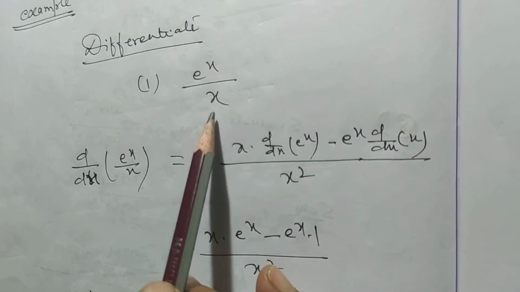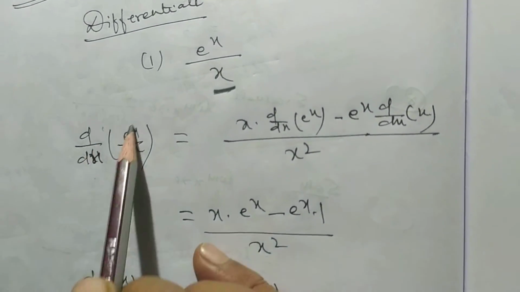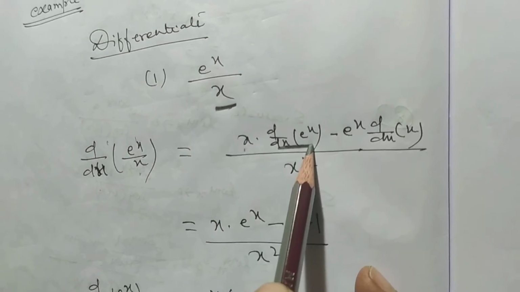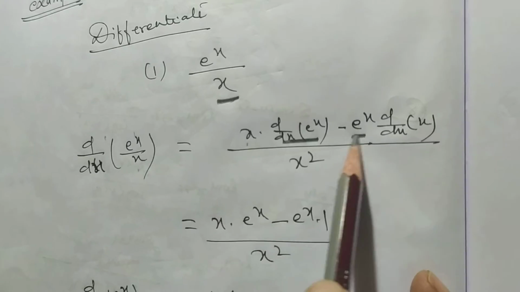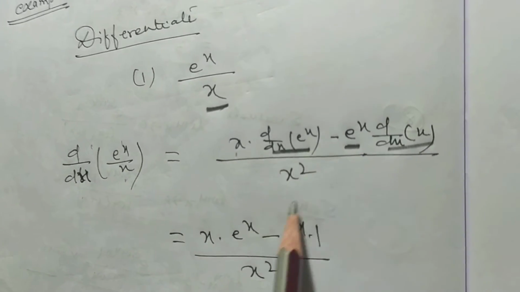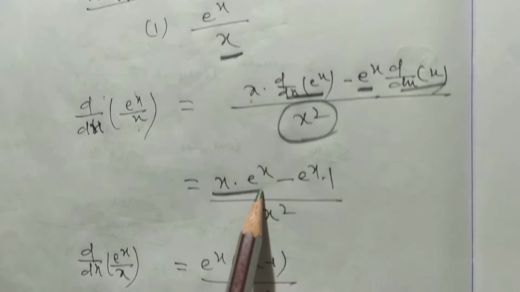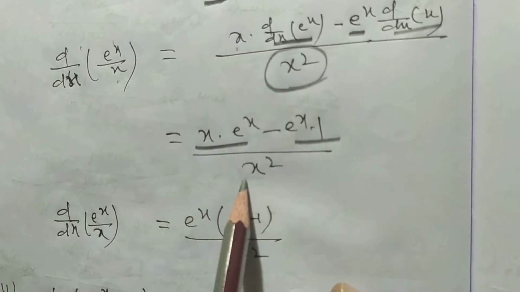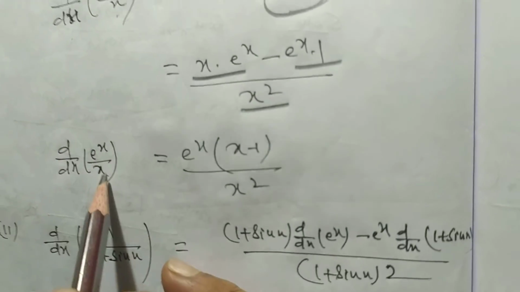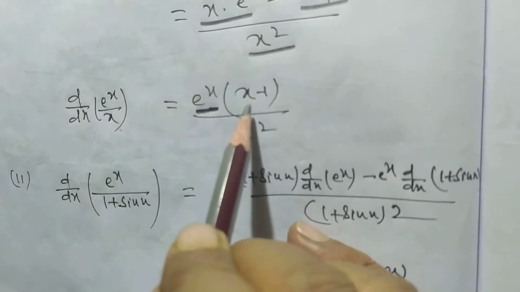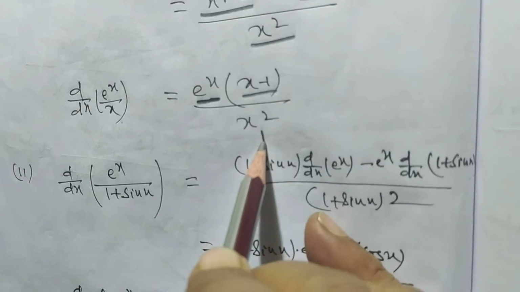Differentiate e to the power x by x. So d by dx of e to the power x by x is equal to x into d by dx of e to the power x minus e to the power x d by dx of the denominator, divided by the denominator square. So x into e to the power x minus e to the power x into 1, over x square. So d by dx of e to the power x by x is equal to, taking common e to the power x, x minus 1 by x square.